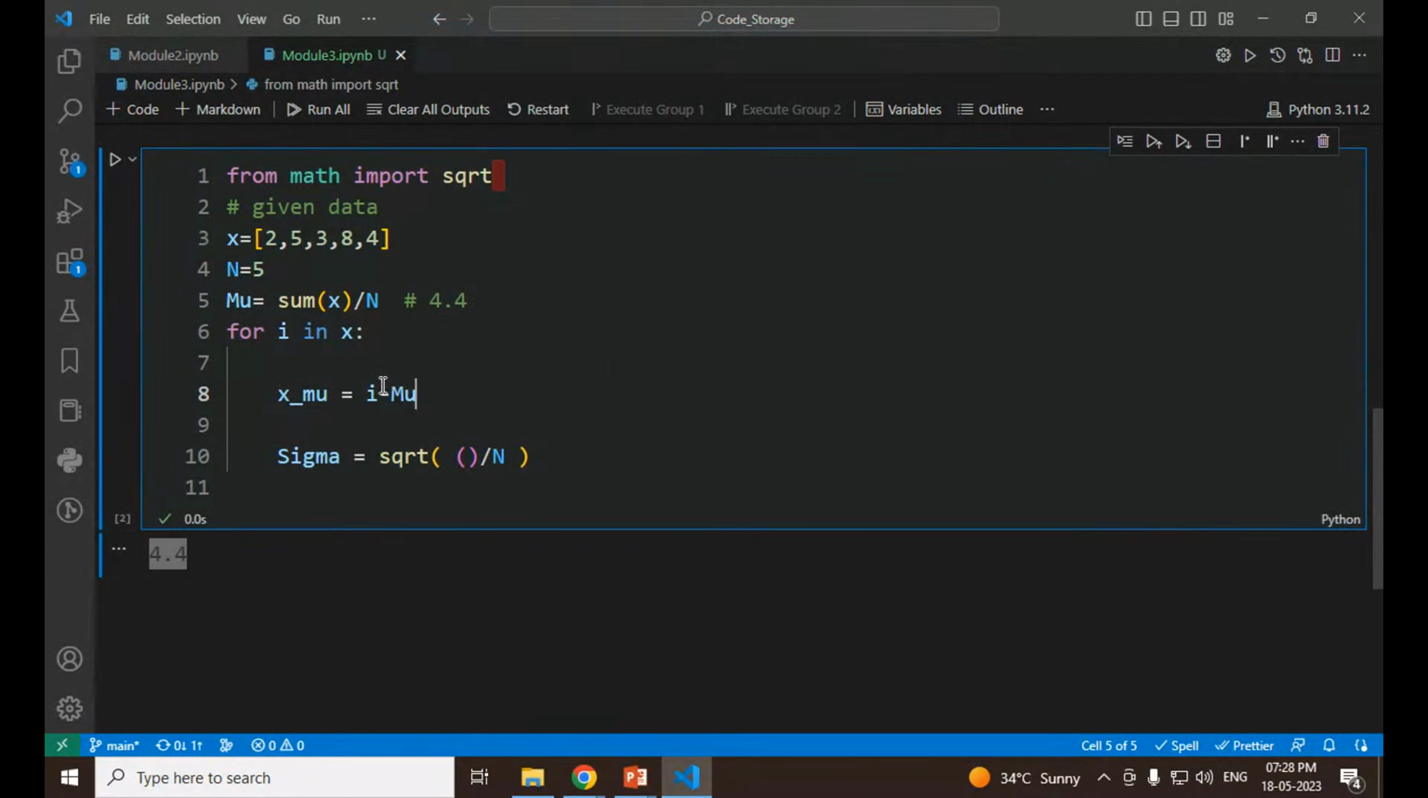So what is the first number here in i? 2 is the number. What is this value? It is fixed, that is 4.4 coming. So 2 minus 4.4. So after this, I need to have the square. So how do I do the square? This much is here. Okay, but I want to do the same process so many times, and I also want to add all of them.